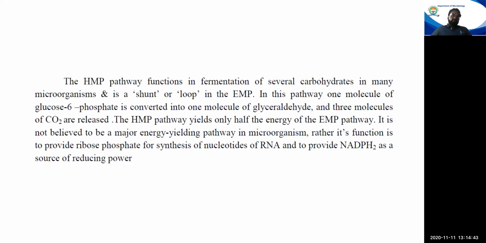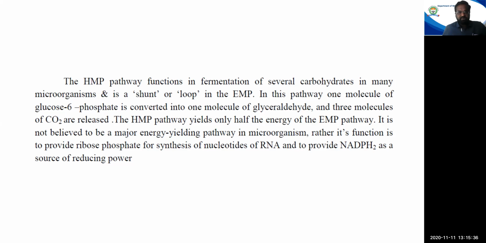Now, what is the function of this particular pathway? It is used in fermenting various different kinds of carbohydrates. Often it is referred to as a shunt or a loop in your basic Emden-Meyerhof-Parnas pathway. Now, what do you mean by a shunt? You may say it is a bypass or a shortened route adopted by microorganisms for fermentation of carbohydrates. Why do microorganisms do this? Why do they adopt a shortcut, or why do they take a loop to the EMP pathway? We'll see later on.